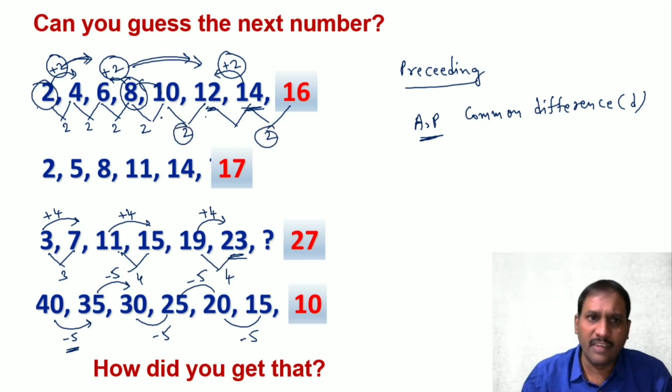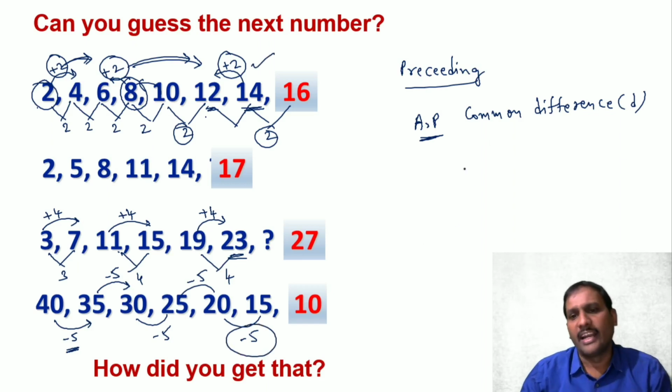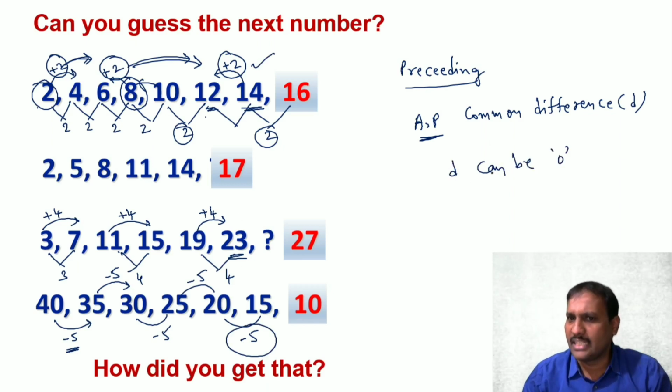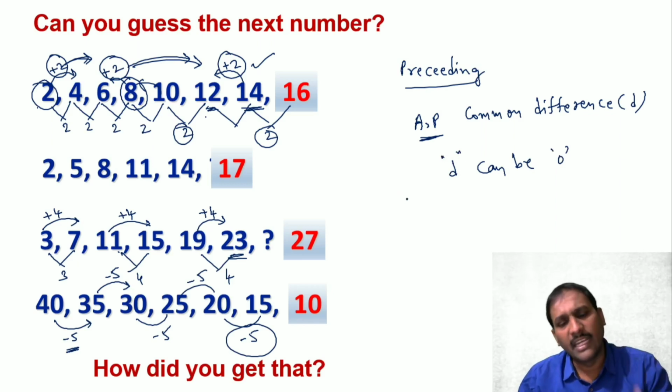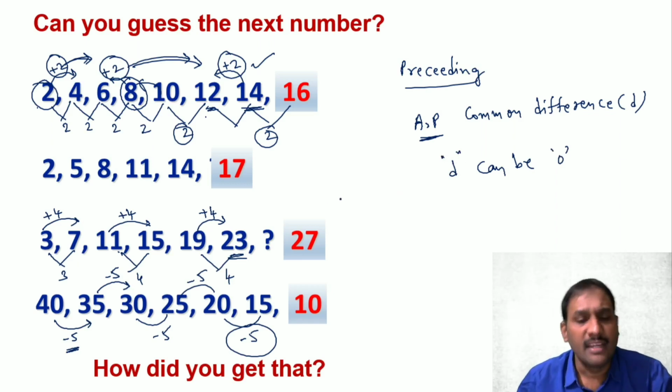And if you observe here, the common difference, or the fixed number, can be positive or negative, and of course can be 0 also. d can be 0 also. The common difference can be positive, it can be negative, and it can also be 0.